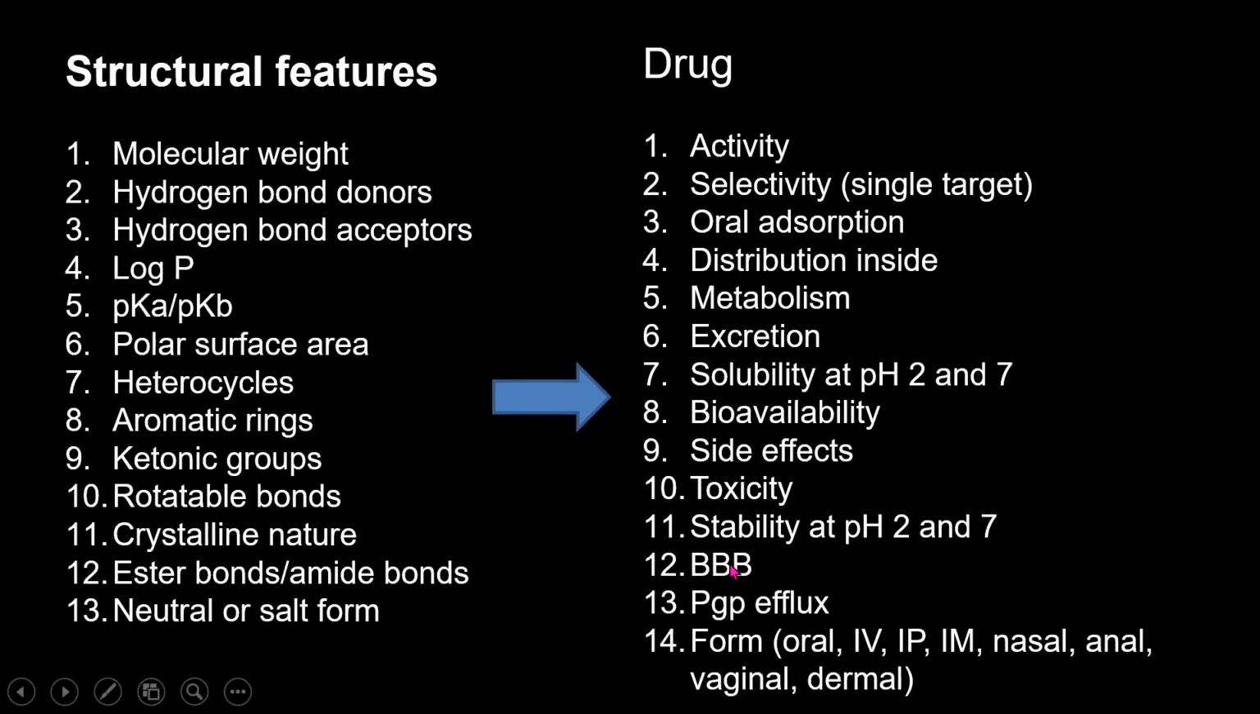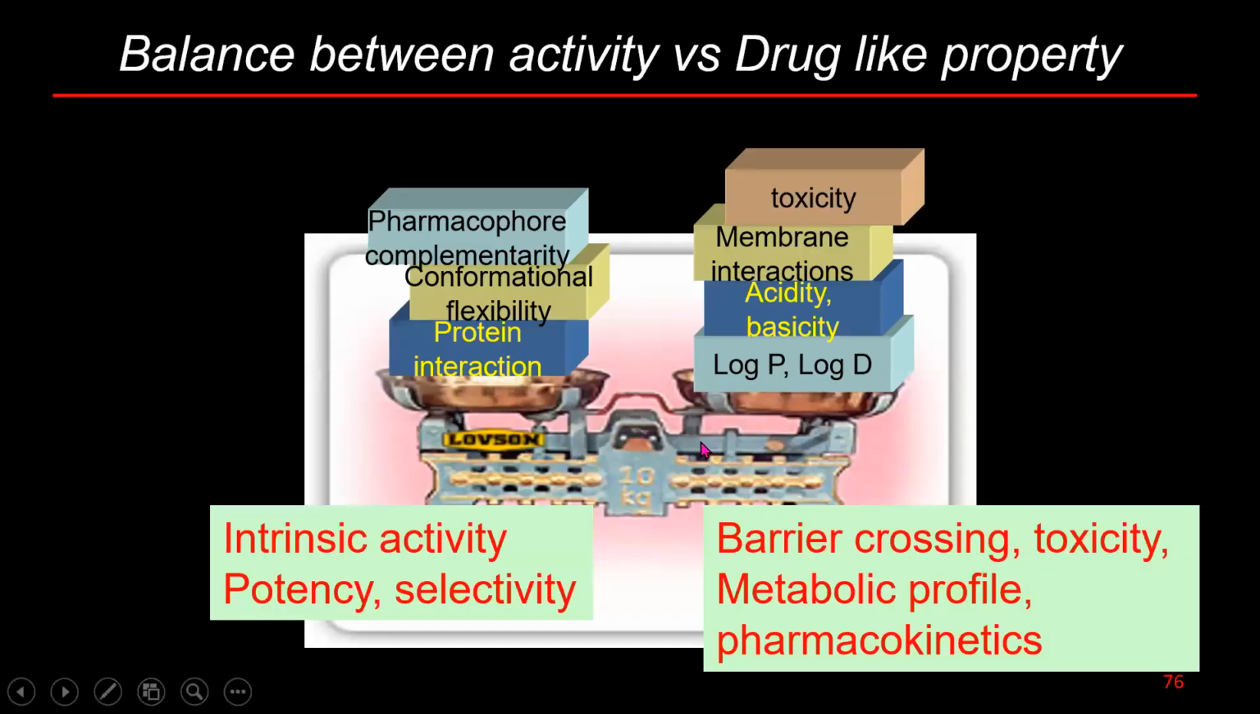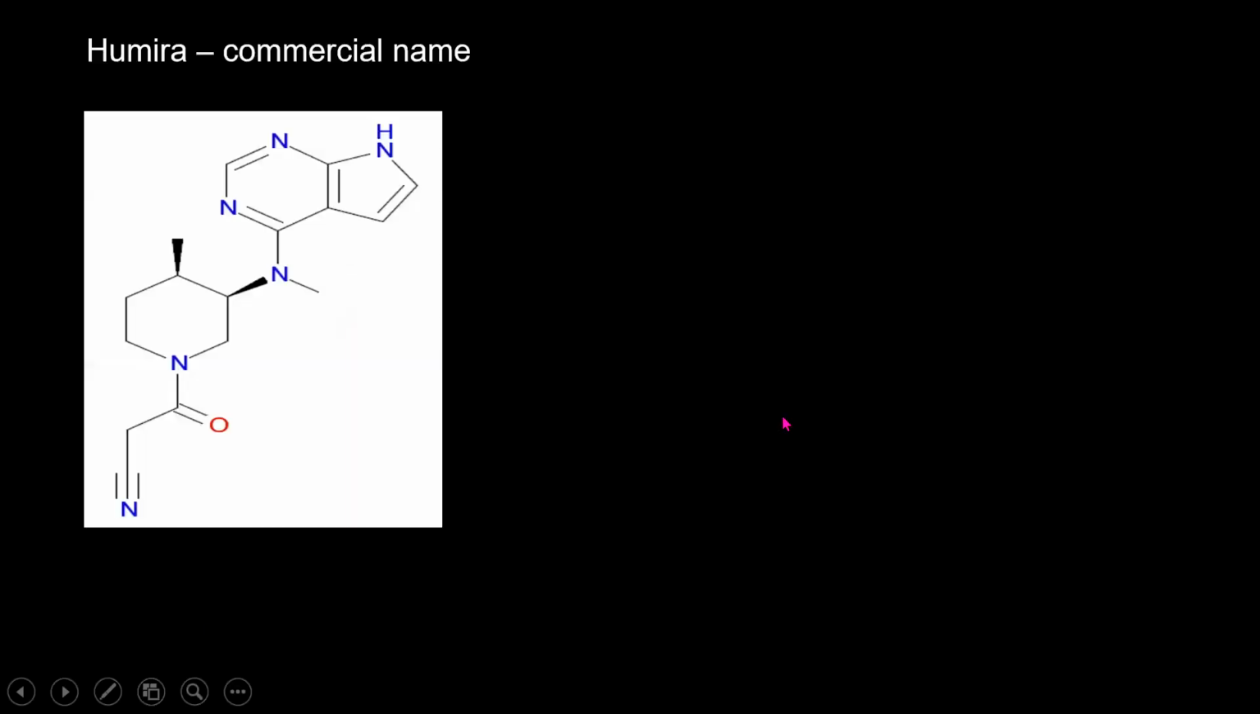So a very good molecule you worked on in your lab may be very active, but it may have very bad properties. Maybe it degrades very fast. Maybe metabolism happens. Maybe it's not stable at pH 2. Maybe it's not getting absorbed through the GI. Maybe it's toxic, and so on. So ultimately it's a balance. We need to balance between both these aspects.